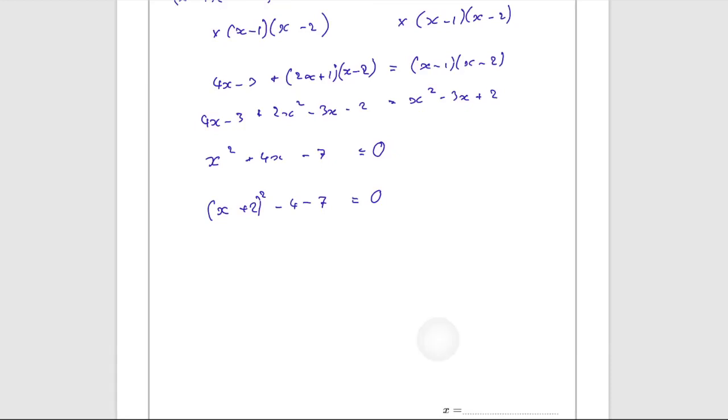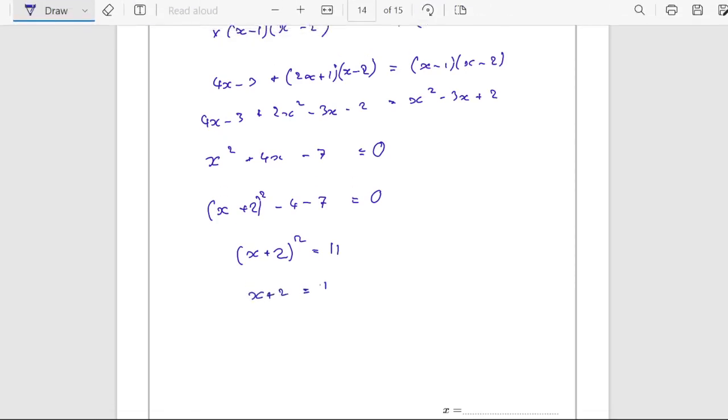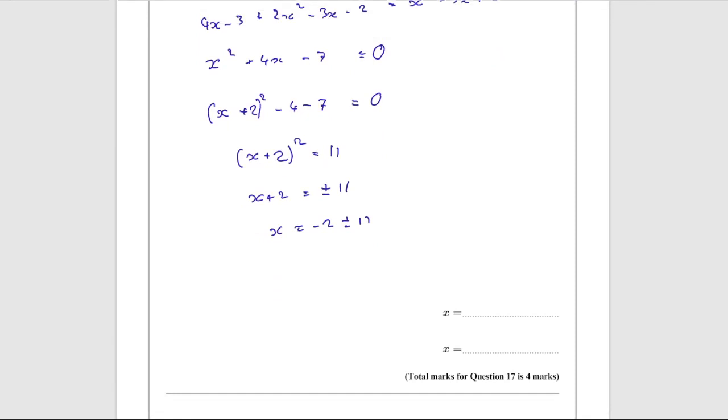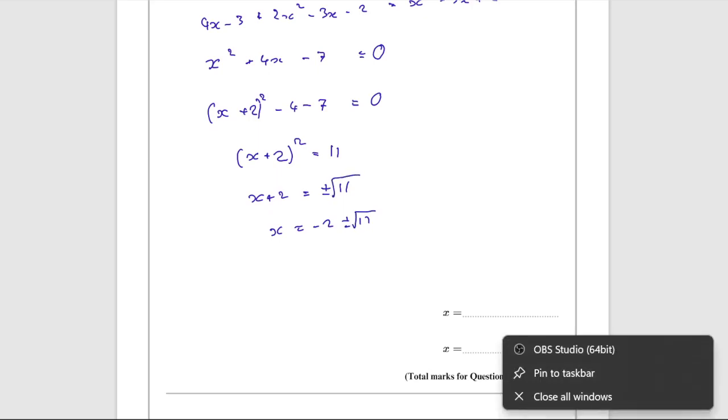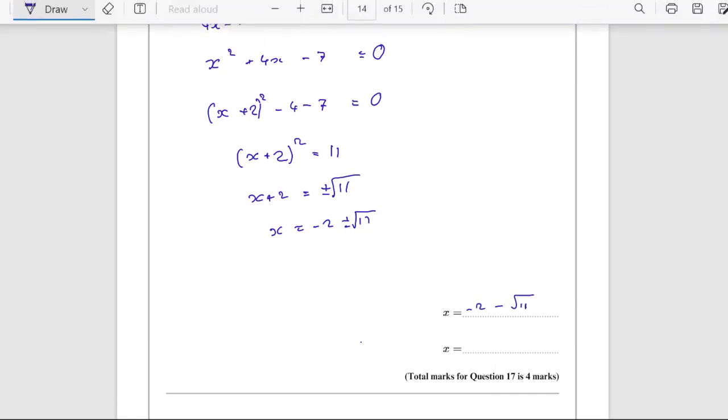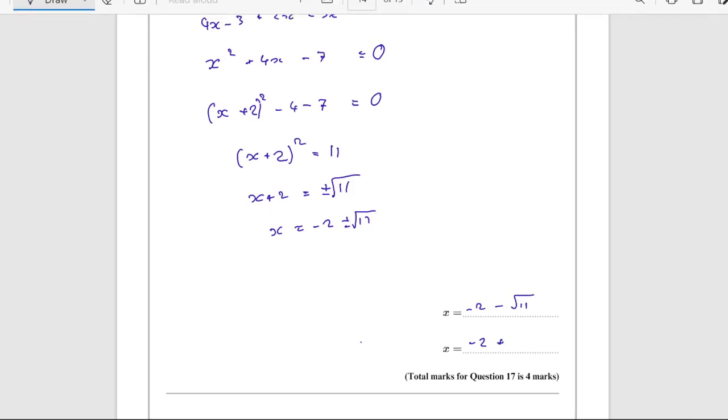So from there I can take my number part over to the other side, so that will give me x plus 2 squared is going to be equal to 11. Square root on both sides then, so x plus 2 is going to be equal to plus or minus root 11. So x is going to be equal to minus 2 plus or minus root 11. Asking for two values in surd form. Sorry, root 11, I missed that root off. So my first value is going to be minus 2 minus root 11. My second value is going to be minus 2 plus root 11.